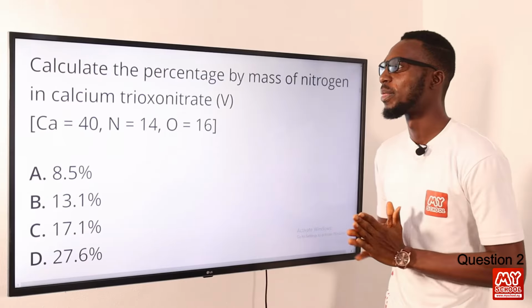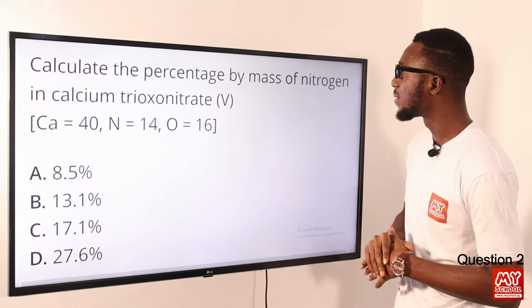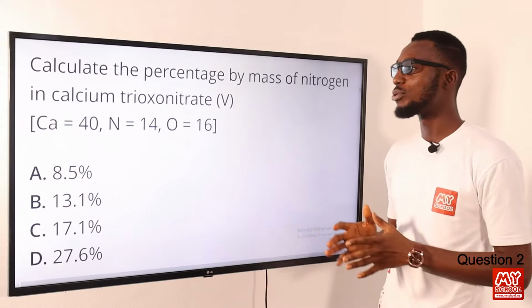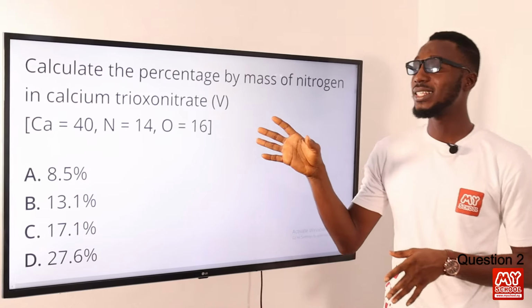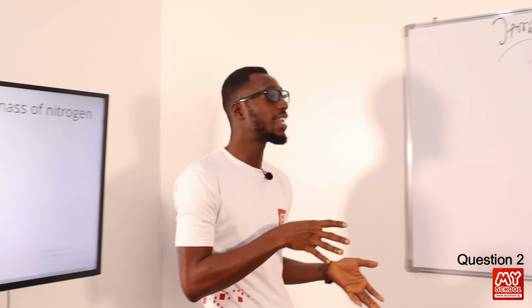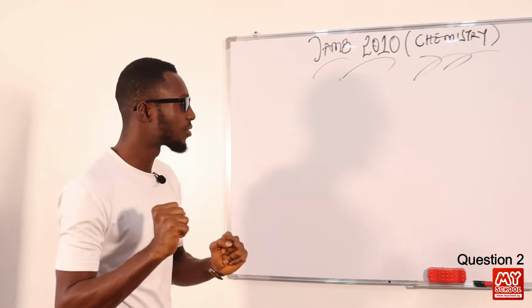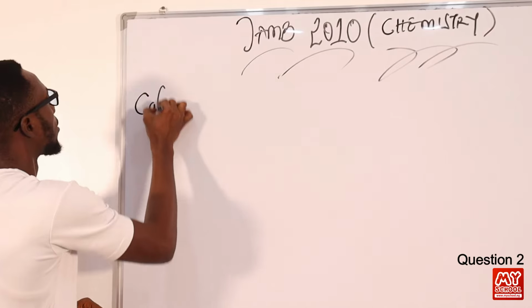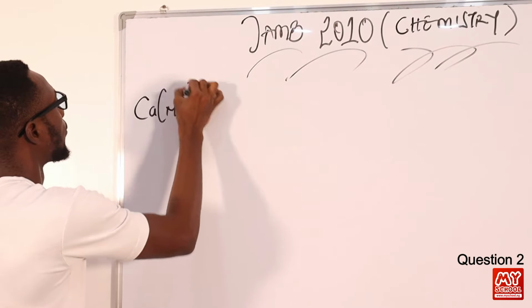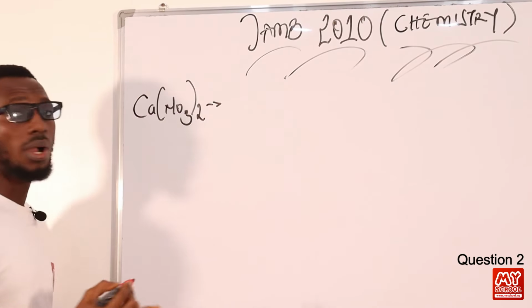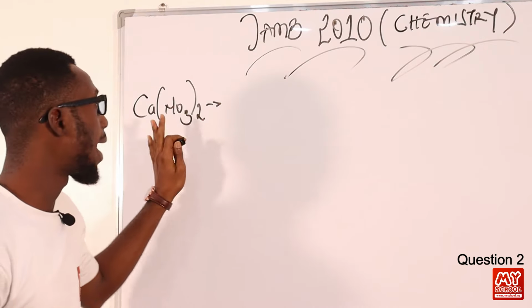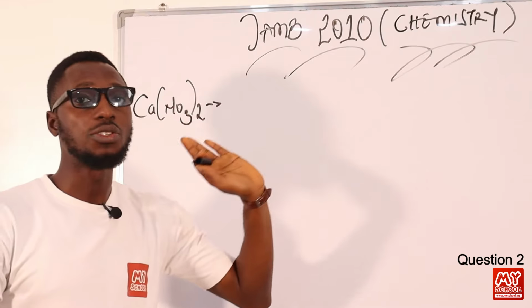Question 2. Calculate the percentage by mass of nitrogen in calcium trioxonitrate(V). This is a compound with the old name calcium nitrate, and it has this chemical formula. So what can we do? We can find the relative molecular mass of this compound by adding the individual relative atomic masses.